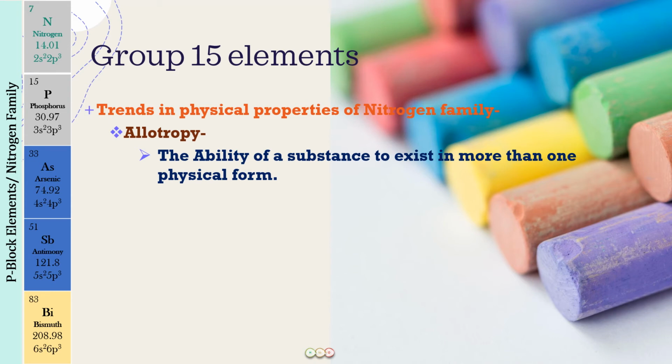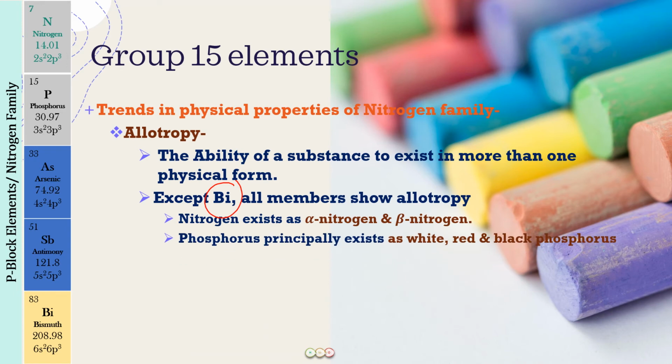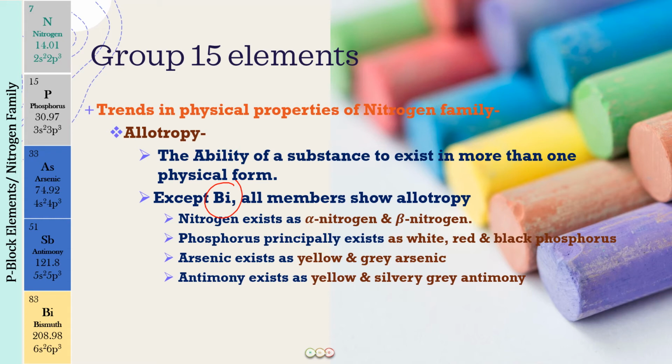And similarly, now we have the group 15 elements. They also show allotropy. In fact, all the members show allotropy except bismuth. Okay, so except bismuth, all of them show allotropy. For example, if I talk about nitrogen, it exists as alpha and beta nitrogen. Then we have phosphorus, which exists as white, red and black phosphorus. Then we have arsenic, which exists as yellow and gray arsenic. And antimony exists as yellow and silvery gray antimony.